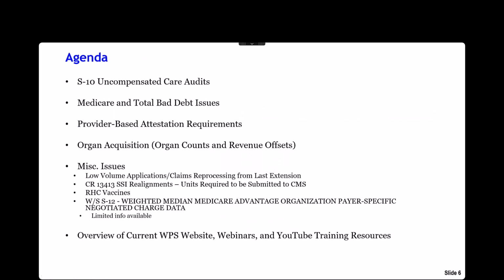So on to the agenda. We have some topics that come up all the time, some topics that we rotate, and sometimes there are brand new topics. So at the very beginning of every single agenda, I always like to have at least a few slides about the S10 uncompensated care audits. This is a project that goes on throughout the year, and I give everybody an update and hit on some hot topics as reminders, things like that.